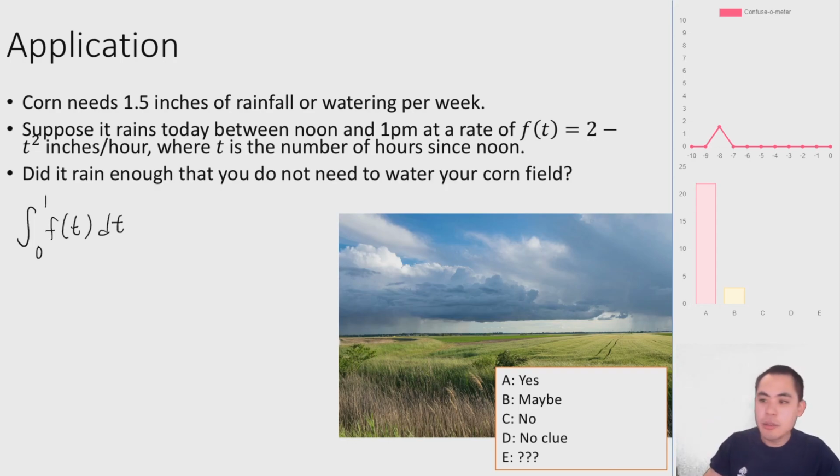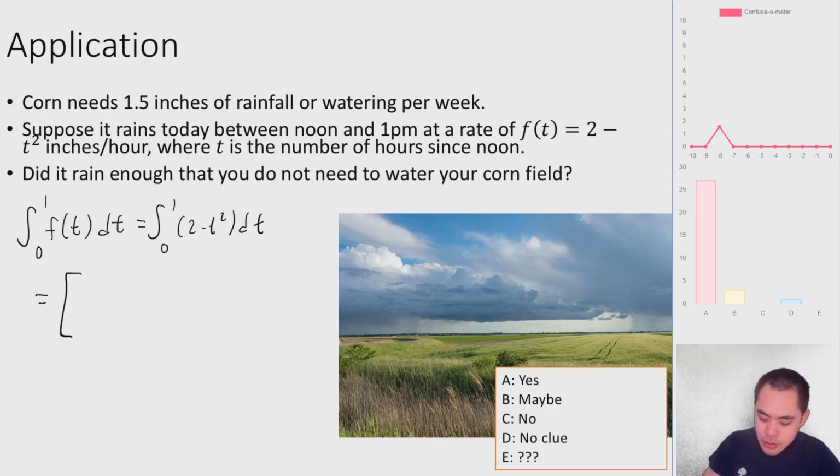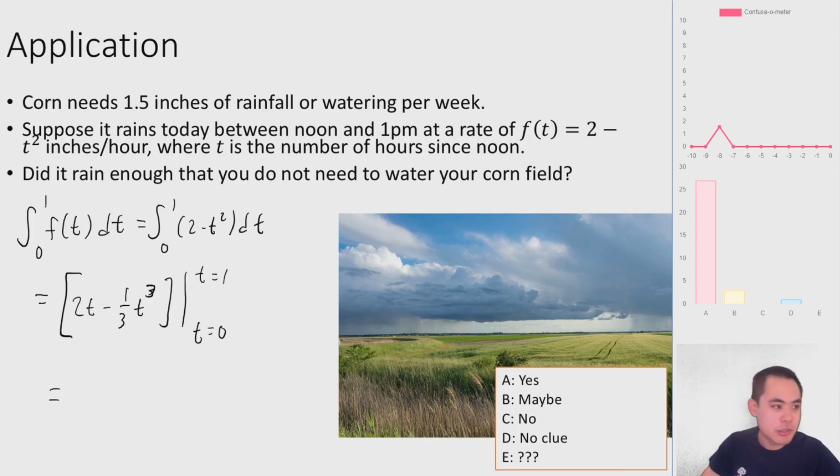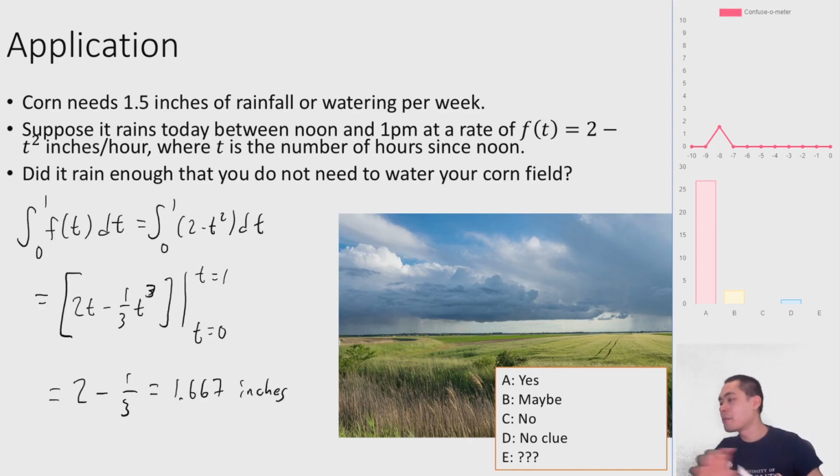Okay, and we can do this, right? Because let me just work through it quickly. The idea here is just that this is equal to the integral from 0 to 1 of 2 minus t squared dt, which is equal to, well, you just take the antiderivative. That's 2t minus 1/3 t cubed from t equals 0 to t equals 1. You plug those numbers in. When we plug in 0, it's all just 0. So this is just 2 minus 1/3, which is about 1.667 inches. So you are done watering. Yep.